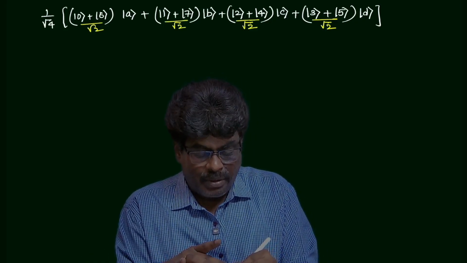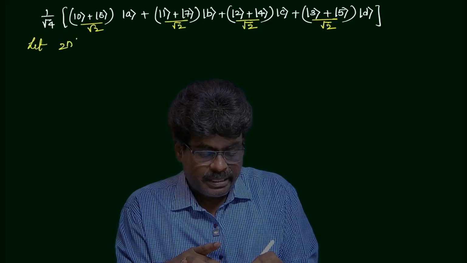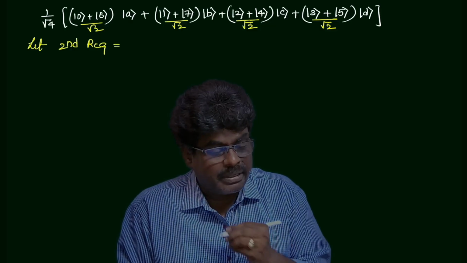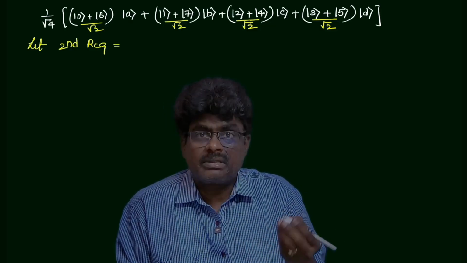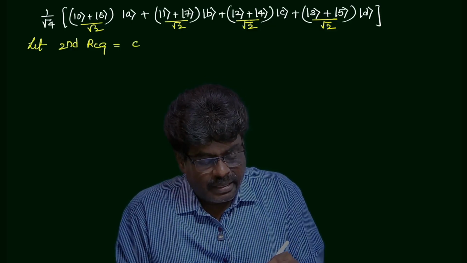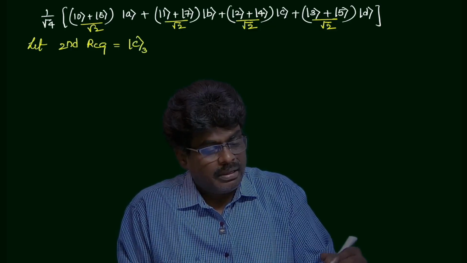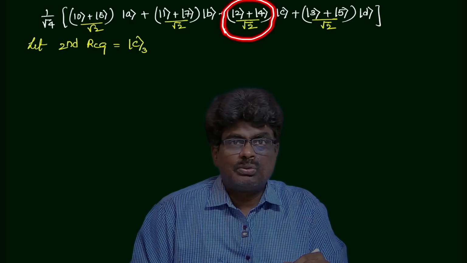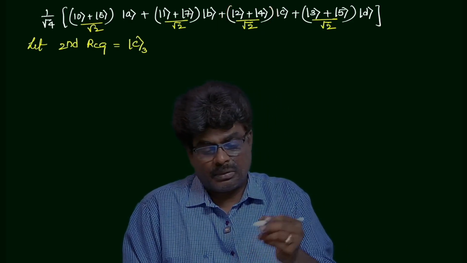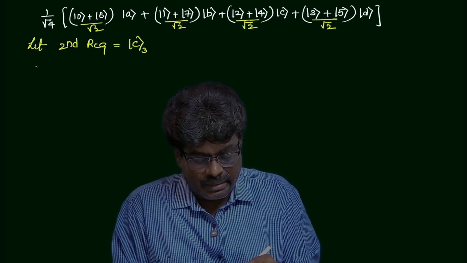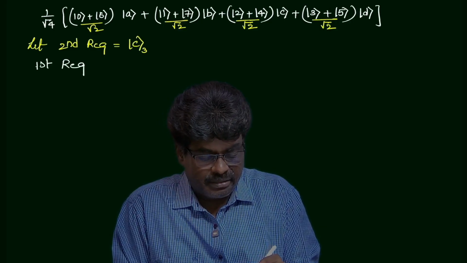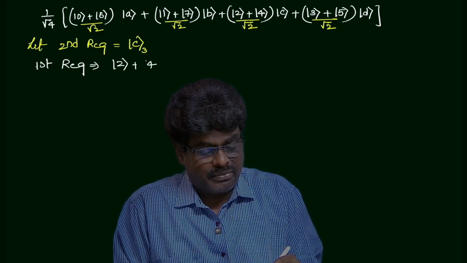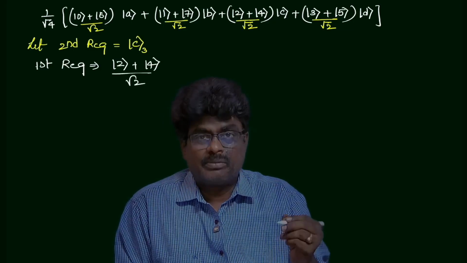Now let us suppose that once we make a measurement on the second register, we got C. If the second register is C, then the first register collapses to 2 plus 4 by root 2. So the first register is 2 plus 4 by root 2.